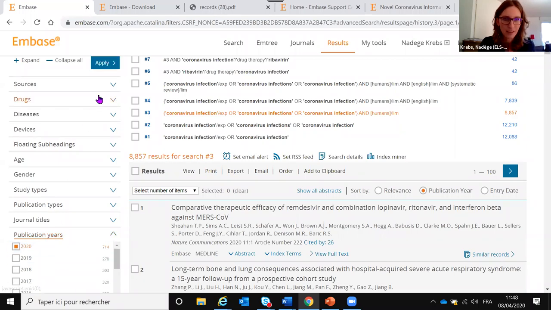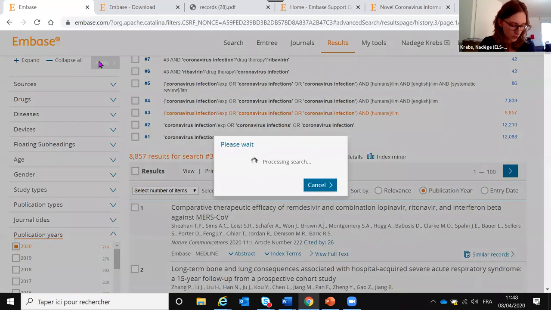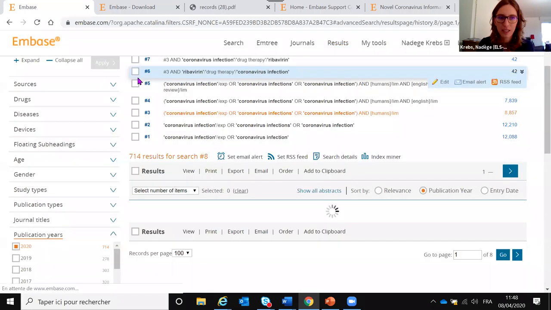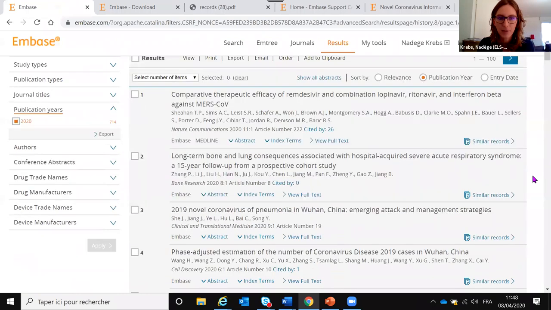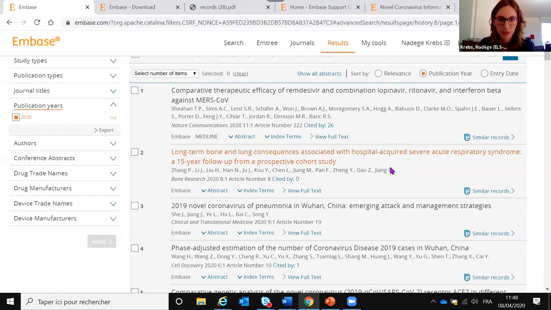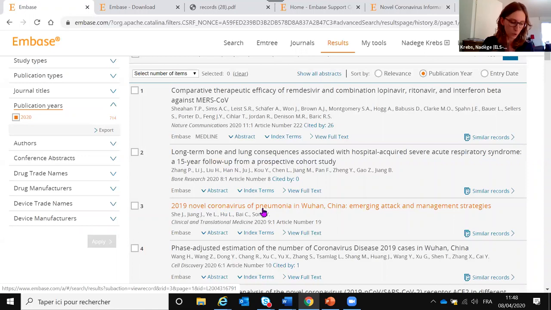Up, and I don't forget to apply. So now I'm going to have 714 results on this topic. If I look at them, I also see in the title that it talks about the 2019 novel coronavirus pneumonia in Wuhan. So let's remember that term.